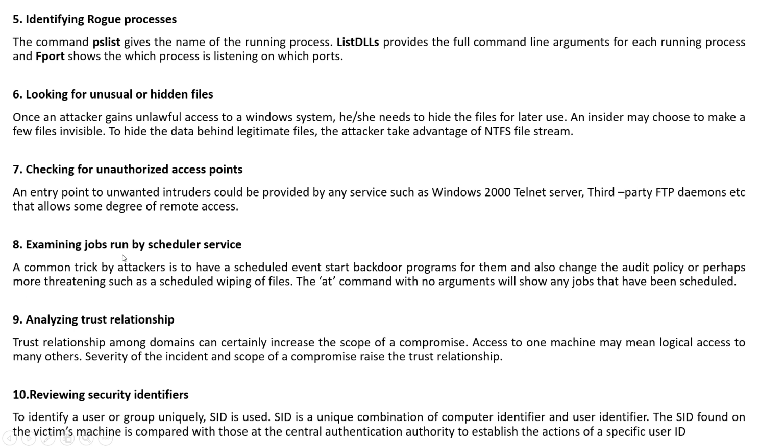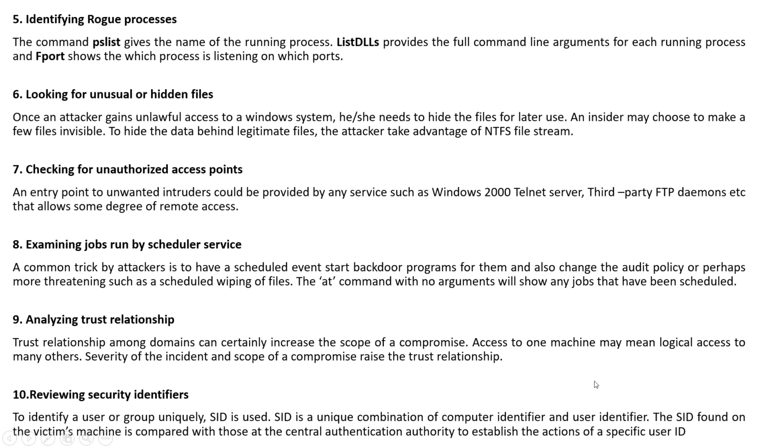Examining jobs run by the scheduler service. A common trick by attackers is to have a scheduled event start a backdoor program, and then change the audit policy, or perhaps do something more threatening, such as scheduled wiping of files. The AT command with no arguments can be used to find out if any job has been scheduled in such a manner.